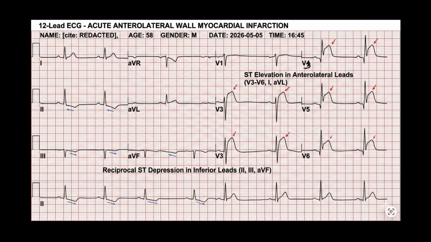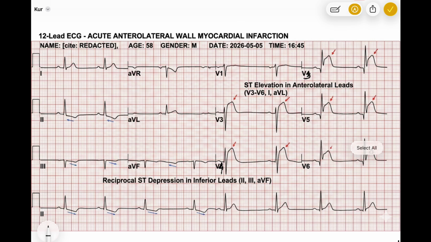This is the second example. We can appreciate the ST elevation in V3, V4, V5 and V6. So this is an acute anterolateral wall MI. Also we can appreciate ST depression in the corresponding leads, that is 2, 3 and AVF. So this is the anterolateral wall MI.